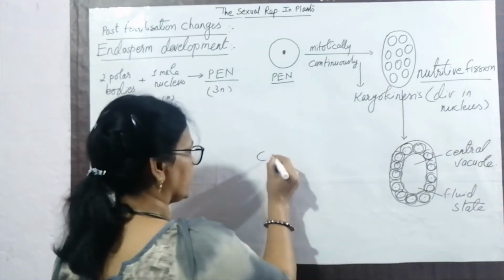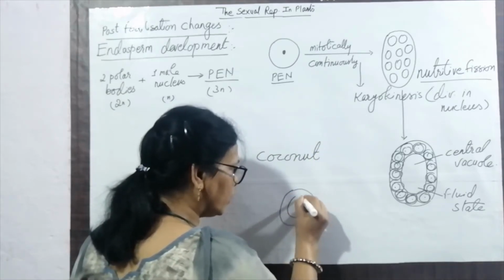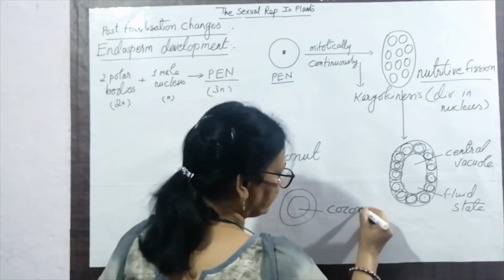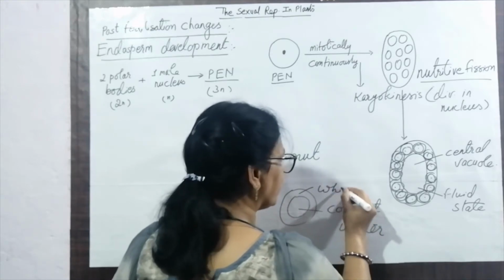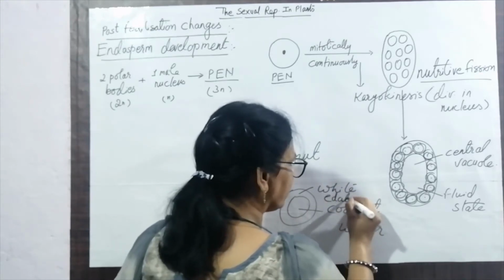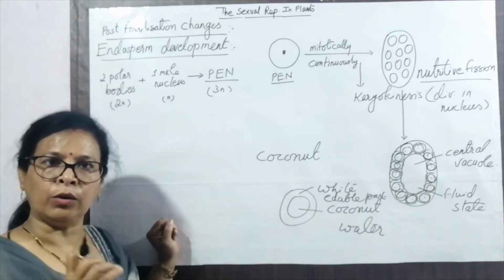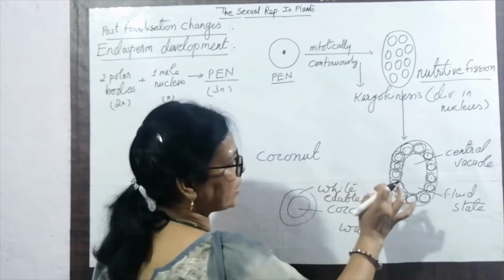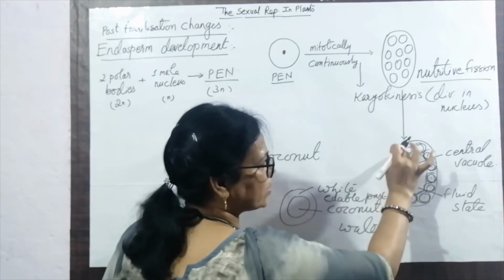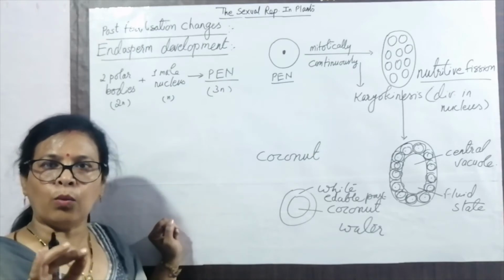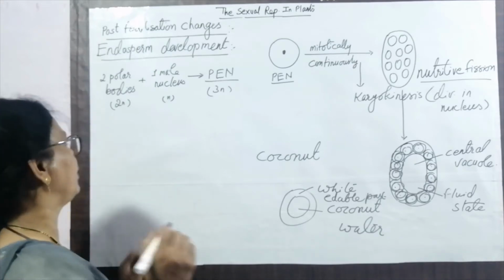Just remember the coconut. In the coconut, you can clearly see two layers. One is the coconut water, and one is the white edible part. The coconut water is actually the fluid endosperm, and this outermost edible part is the cellular part. These are small nuclei enclosed in the cell wall. So this is one type of endosperm formation. This is called the free nuclear type endosperm.